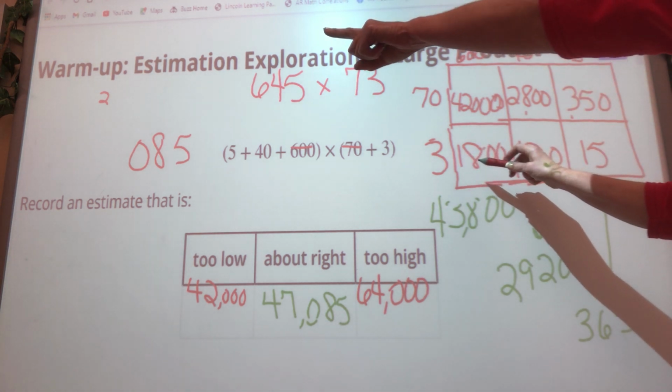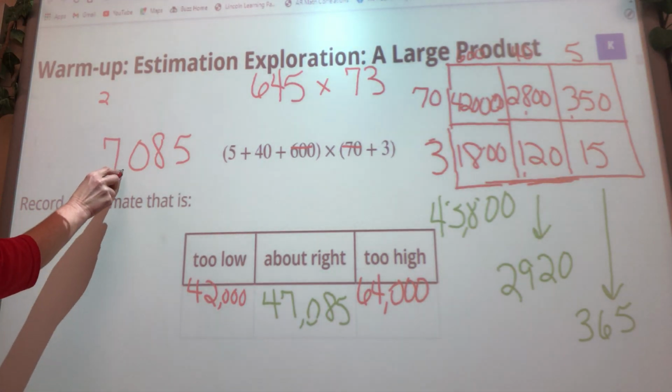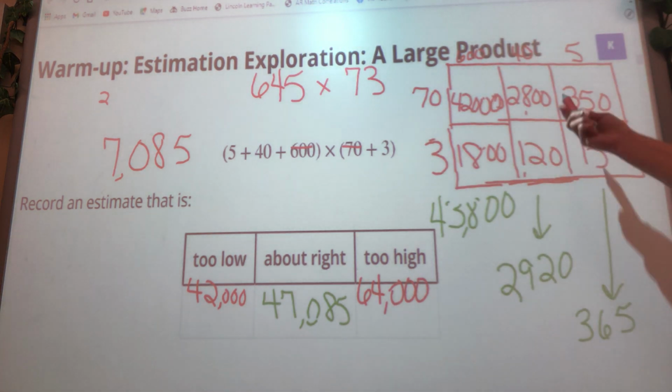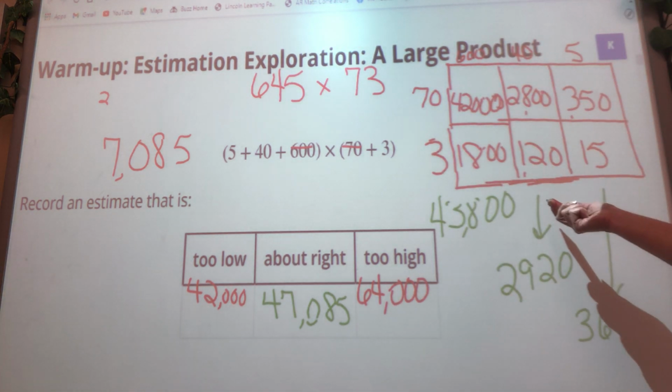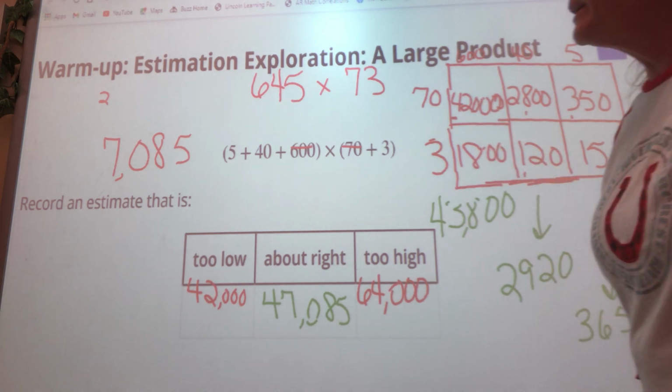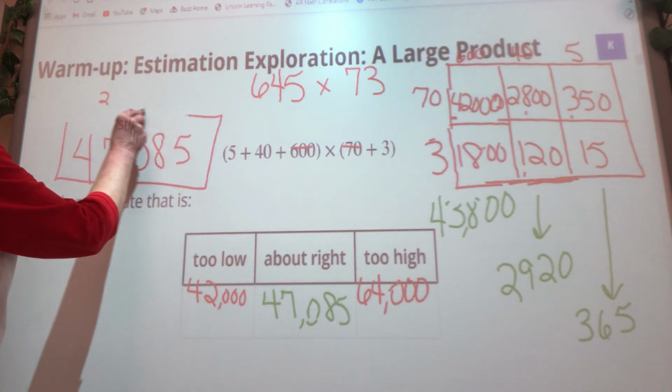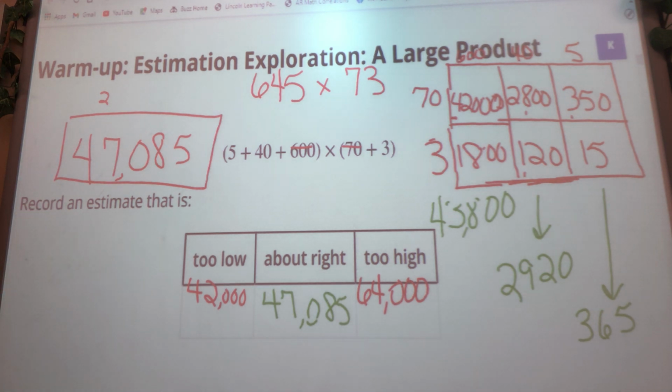We can't forget about the 2 that we carried over there, so that is 7. Okay, and then in our 10,000ths place, the only place that we had anything in the 10,000ths place is right here, and that was a 4. So if we double check ourselves using place value, we see that we still came up with 47,085.